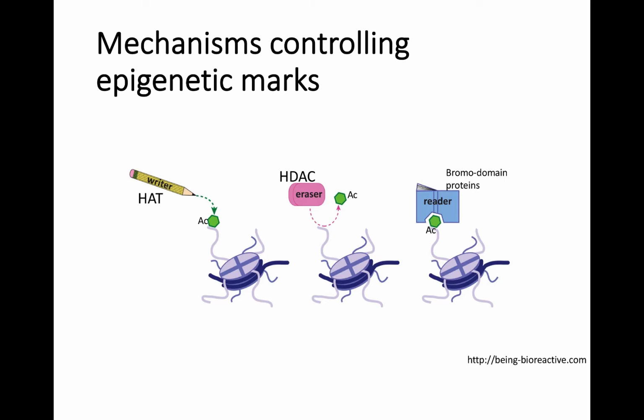As we have discussed previously for other marks, the mechanisms governing epigenetic marks such as histone acetylation can be summarized by the writer, eraser, and reader model. For histone acetylation, the writer proteins are histone acetyltransferases, the eraser molecules are histone deacetylases, and the reader molecules are bromodomain-containing proteins. Here, we will focus on the readers of acetylation marks.